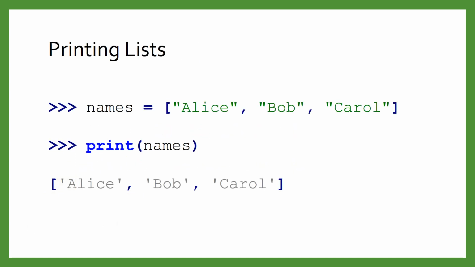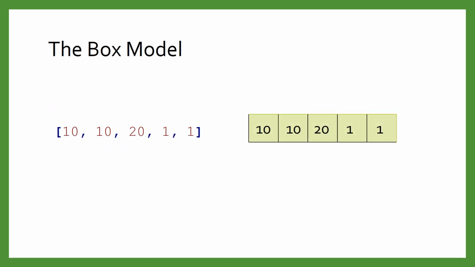When you print a list, you will notice that the square brackets are printed too. In fact, Python will print each value of the list as if it were a literal value. So notice that the strings have quotes around them now. Lists are often shown in diagrams as a row of boxes to help us visualize the data. Each box will have a value in it.